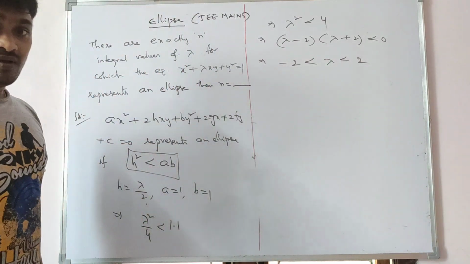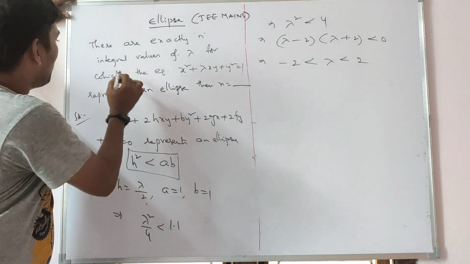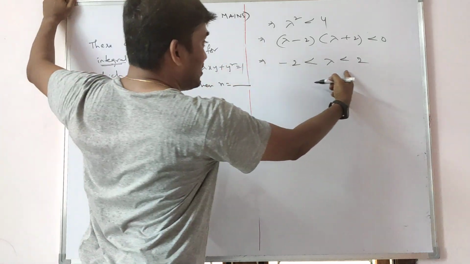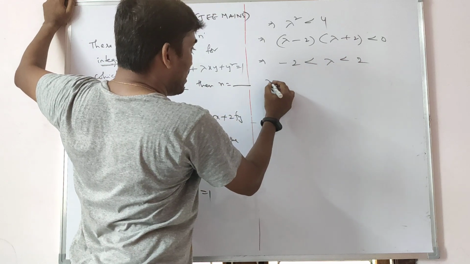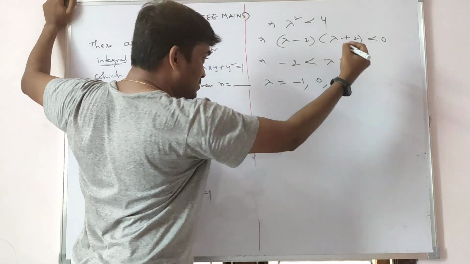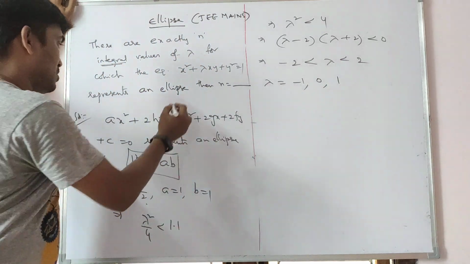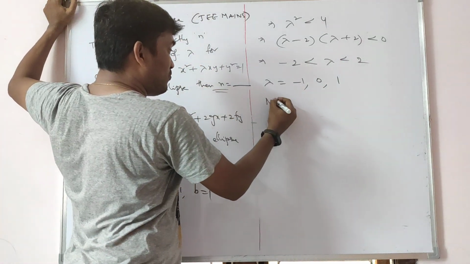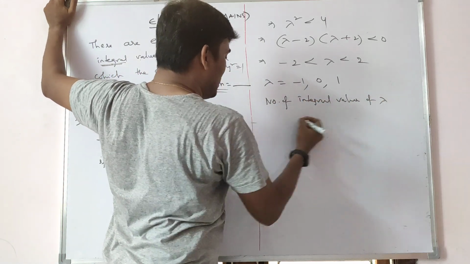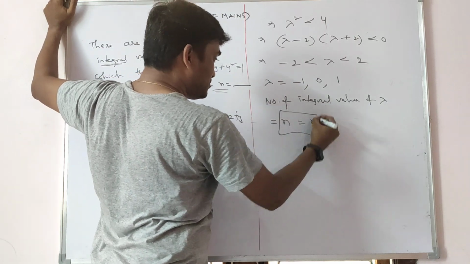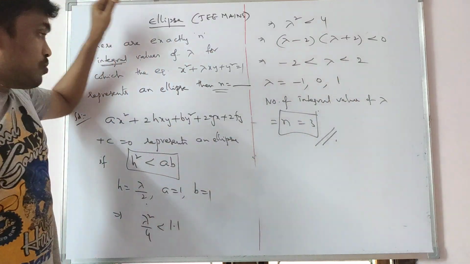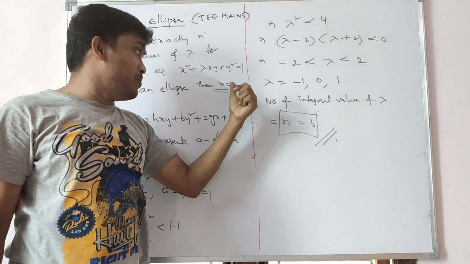This is the answer. Now what is the question? How many integral values are there? The integral values lie between -2 and 2. Lambda can be -1, next 0, next 1. Therefore the number of integral values of lambda, that is n, is equal to 3. That is the answer. So this type of models, they can ask integral values, numerical questions.